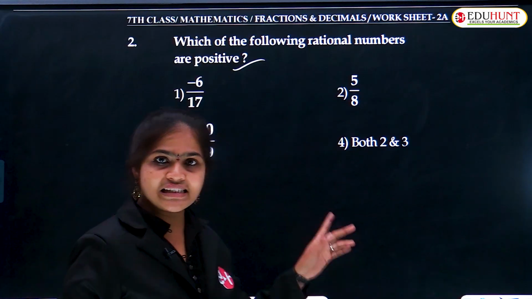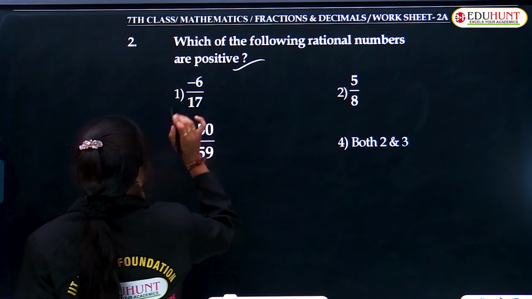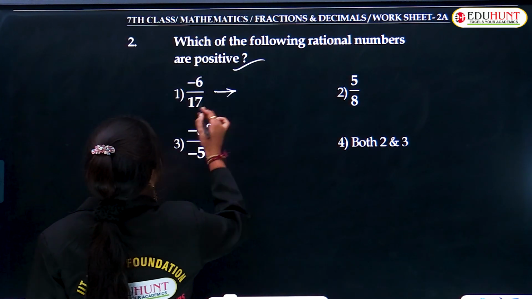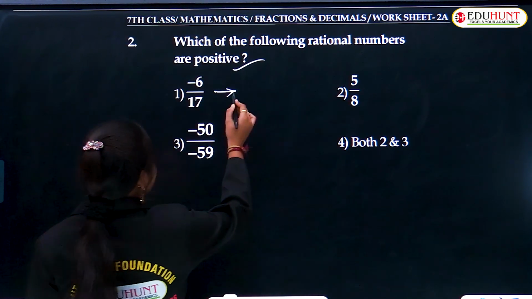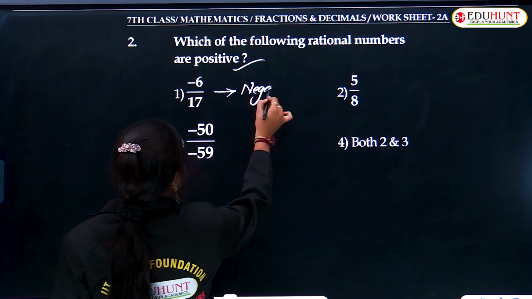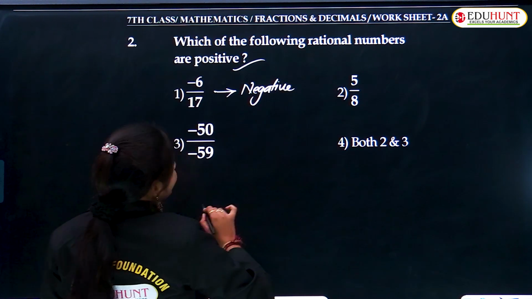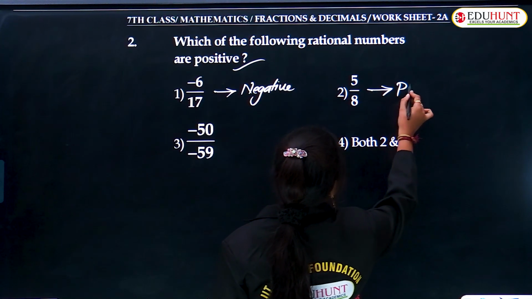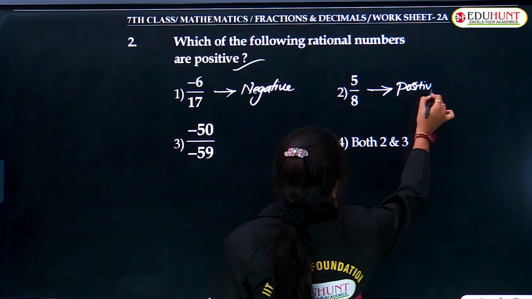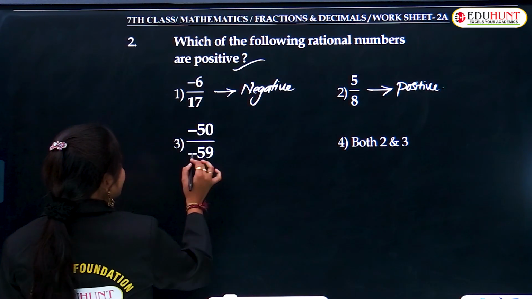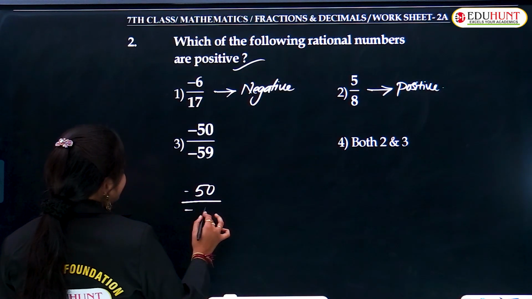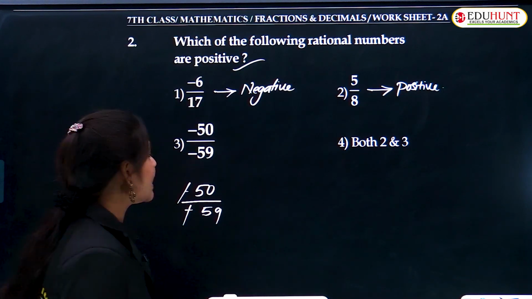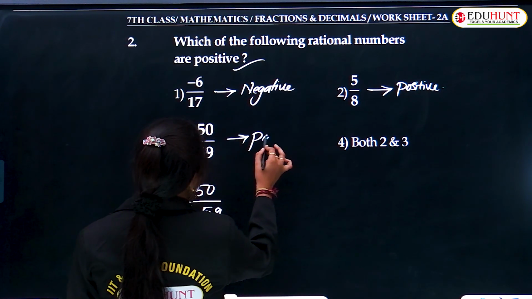By using those conditions, here the numerator is negative and the denominator is positive. That's why these are negative rational numbers. And here, 5 by 8, both the numerator and denominator are positive. That's why this is positive. And see minus 50 by minus 59, both the numerator and denominator have the same sign, negative. That's why again we will get a positive.